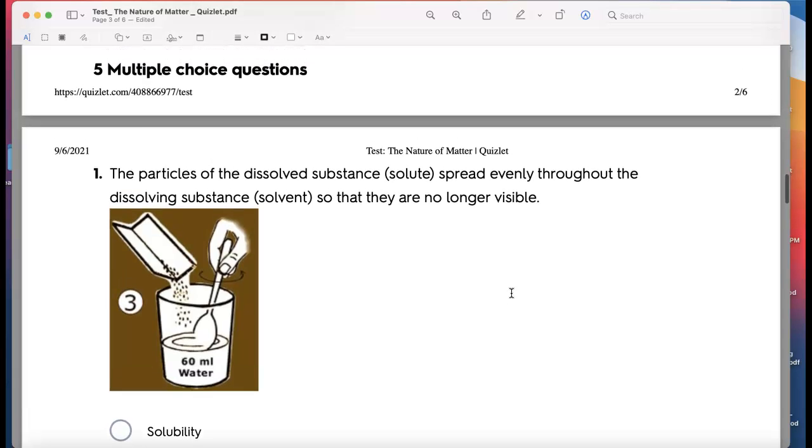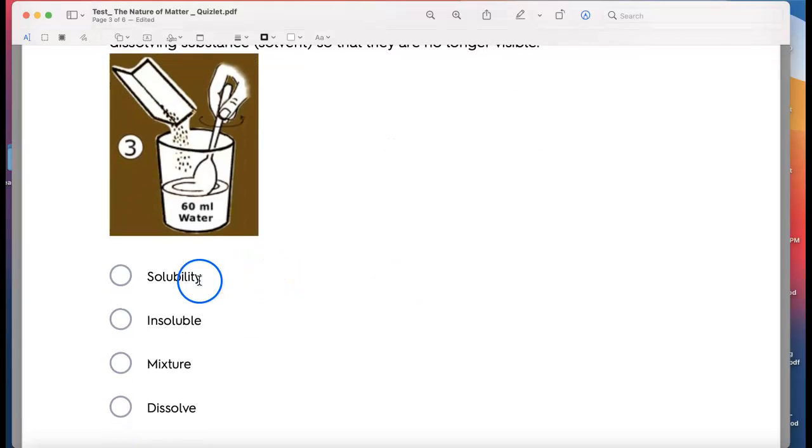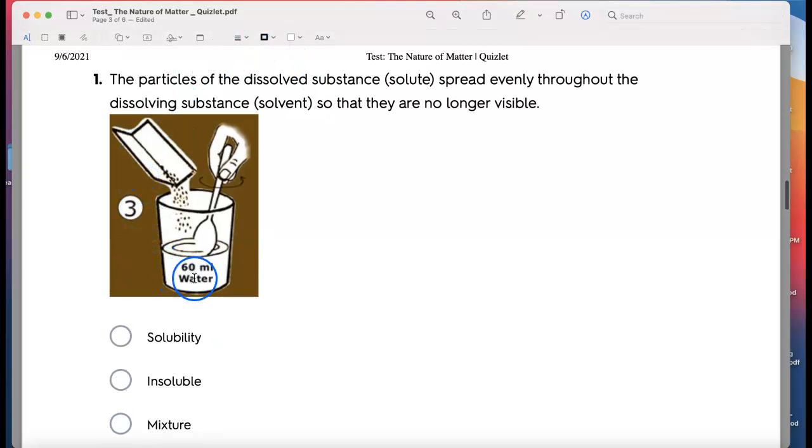Your next 5 questions are multiple choice. Here is number 1. It says, the particles of the dissolved substance, which is called the solute, spread evenly throughout the dissolving substance, which is called the solvent, so that they are no longer visible. When this happens, is this called solubility, insoluble, mixture, or dissolve? And you have a little picture to help you out here.